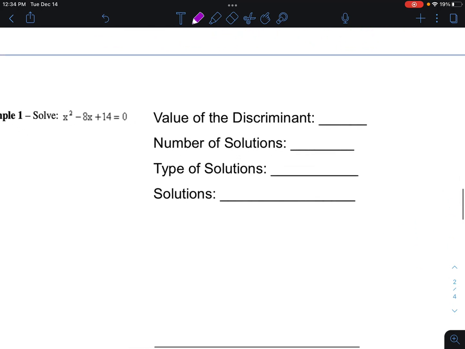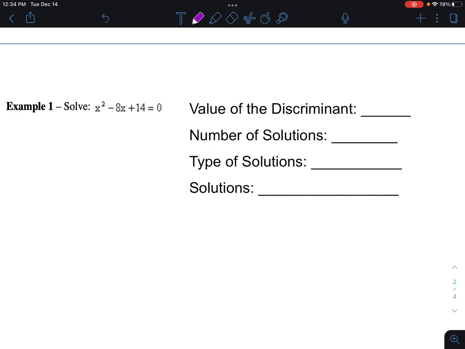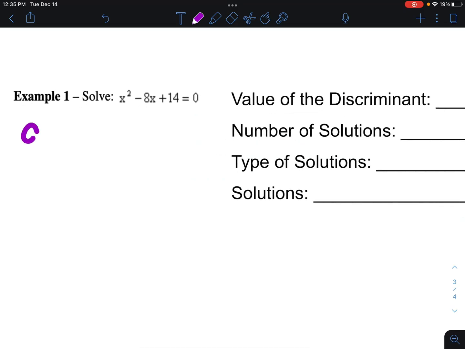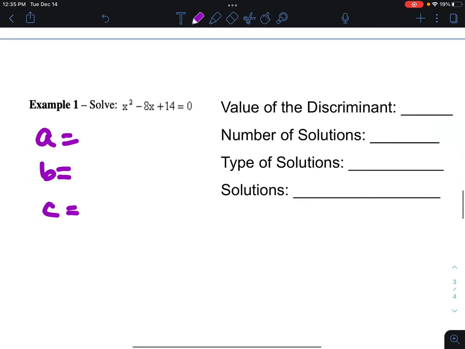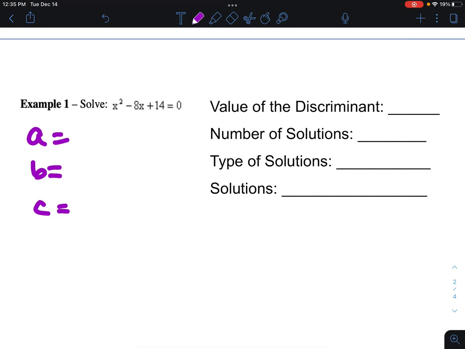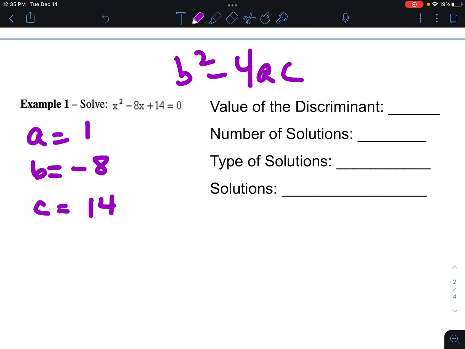All right, here we go. Solve this, and again, if I had to choose a method, I would try to factor it. Factors of 14 that add to get negative 8. You're not going to get one. Negative 7 and negative 2 get you negative 9. So if we are going to do this, we're going to do a equals, b equals, and c equals. Oh, this is just saying what's the value of the discriminant. So we need b squared minus 4ac only. That's cool. All right, a is 1, b is negative 8, and c is 14.